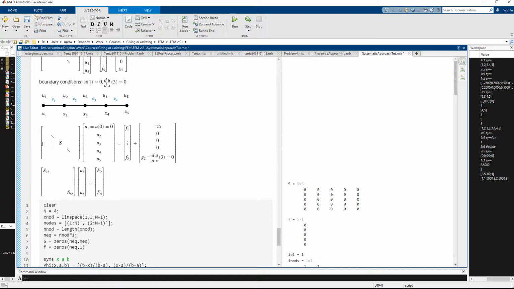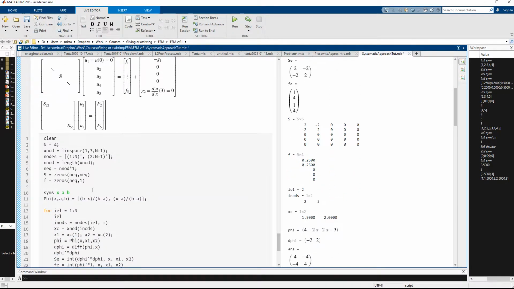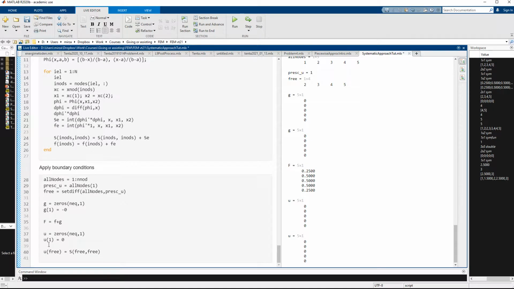If I try to solve the complete one, I will fail. But if I solve this, it will actually give me solutions. And these solutions will be populated in U free. So in all of these 4 points here, I will get a solution. All right, so I do this with the backslash operator, right?